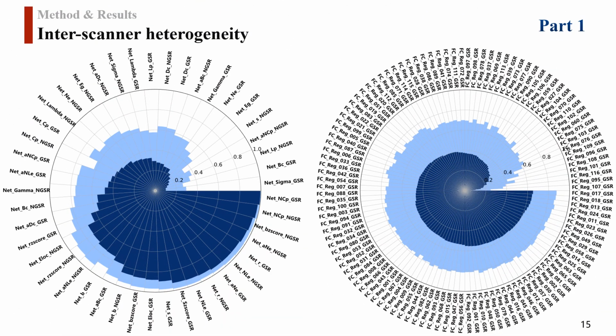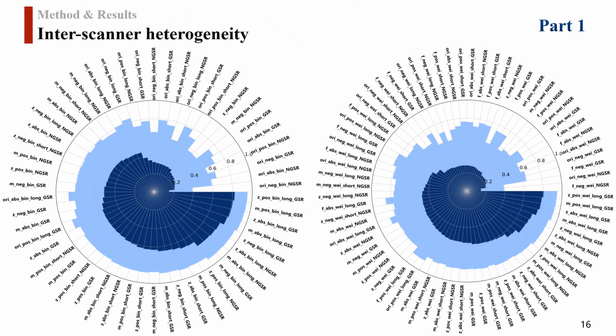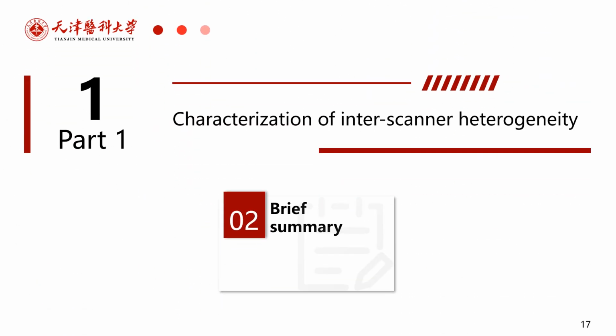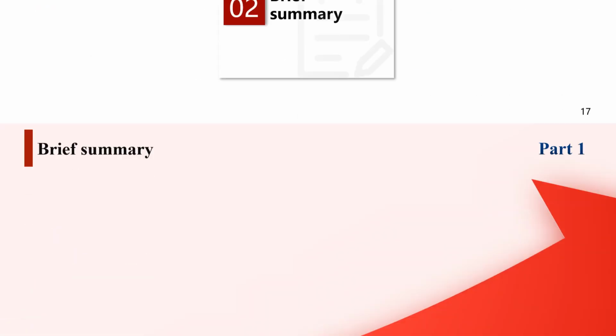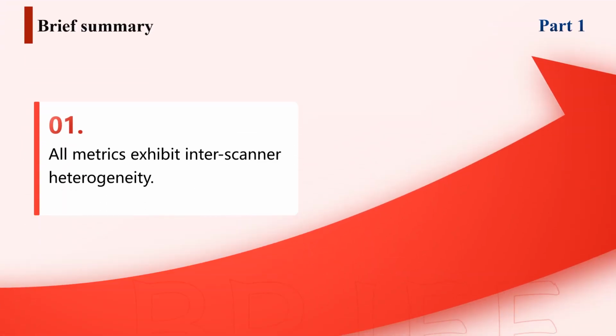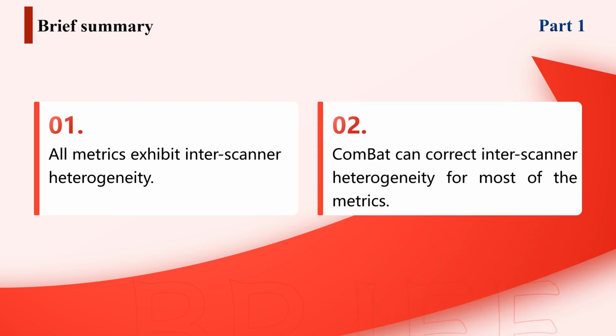These are metrics for brain network and functional connectivity. These are metrics for functional connectivity density and strength. To summarize the results of the first analysis, we know that all metrics exhibit interscanner heterogeneity, and ComBat can correct interscanner heterogeneity for most of the metrics.